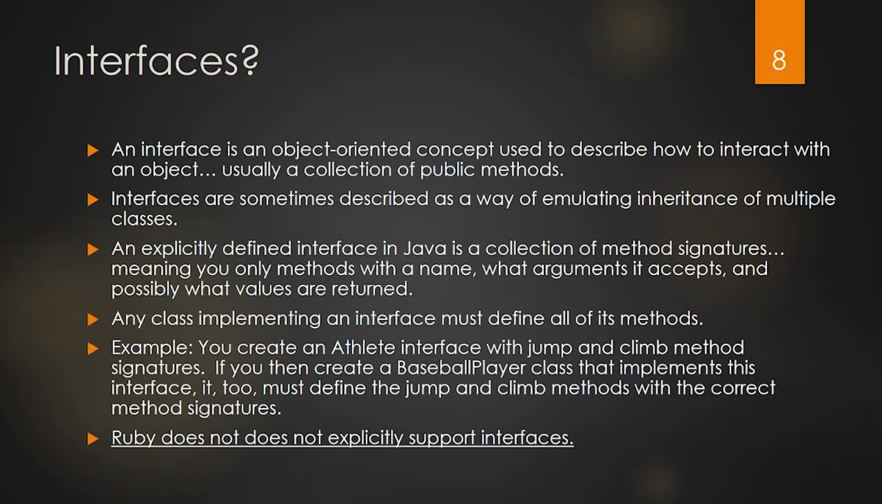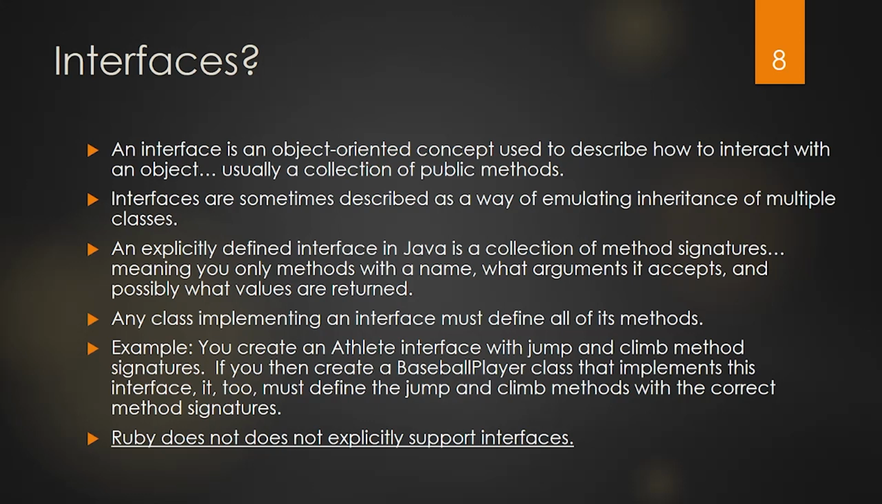If you're familiar with other object-oriented programming languages, you might be wondering about interfaces, since those usually go hand in hand with inheritance. If you don't know anything about interfaces, that's okay. We'll talk about them a little bit right now. An interface is an object-oriented concept used to describe how to interact with an object, usually a collection of public methods. You might recall I described a class's interface in the previous video as its collection of public-facing methods. Some languages, however, have interfaces that are completely discrete from any classes. They're their own collection of methods, which you could then implement on multiple classes.